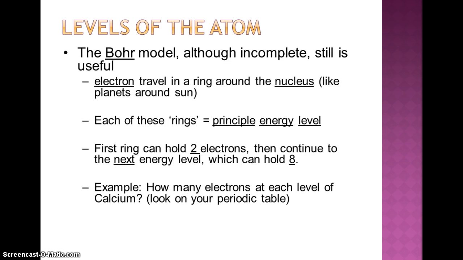That's a future podcast. So, for example, how many electrons are at each level for the element calcium? You may need to look at a periodic table. Well, the answer is, you have 2 in the first, 8 in the second, and 2 in the third. So you would write that as 2-8-2.